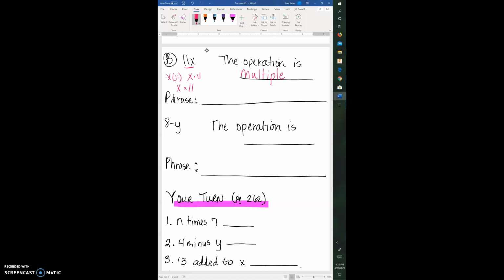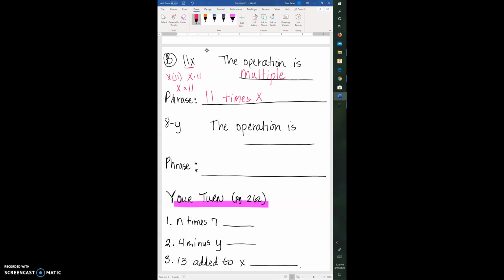And so how would we write this in a phrase? 11 times x. Or you could write the product of 11 and x. There's different ways you can say it. Say it however you want. I'm trying to pick the quick ways.